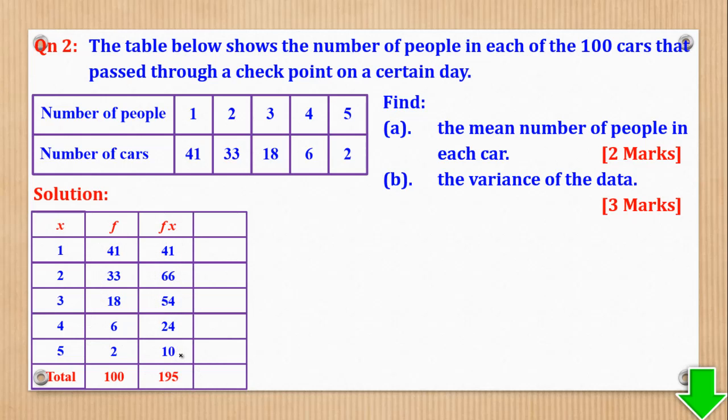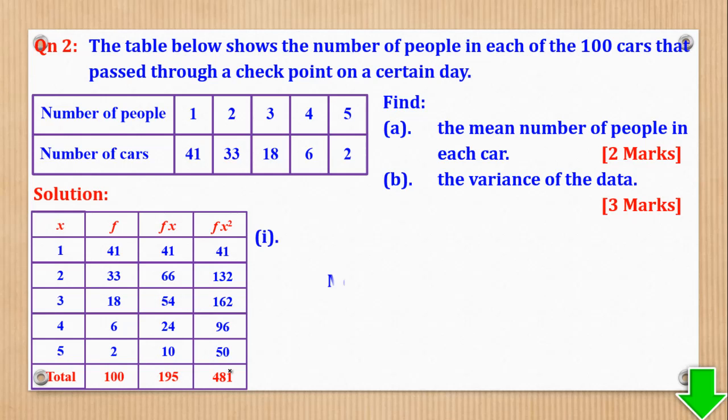Then we need to add all these values to get 195. Then because they ask for variance, we need a column of fx squared. So f times this squared gives you 41, this times this squared 132, this times this squared 162, this times this squared 96, this times this squared 50. Then also add all these ones to get 481. Now that we have the values of summation of f, summation of fx, and summation of fx squared, we can get the mean and variance.